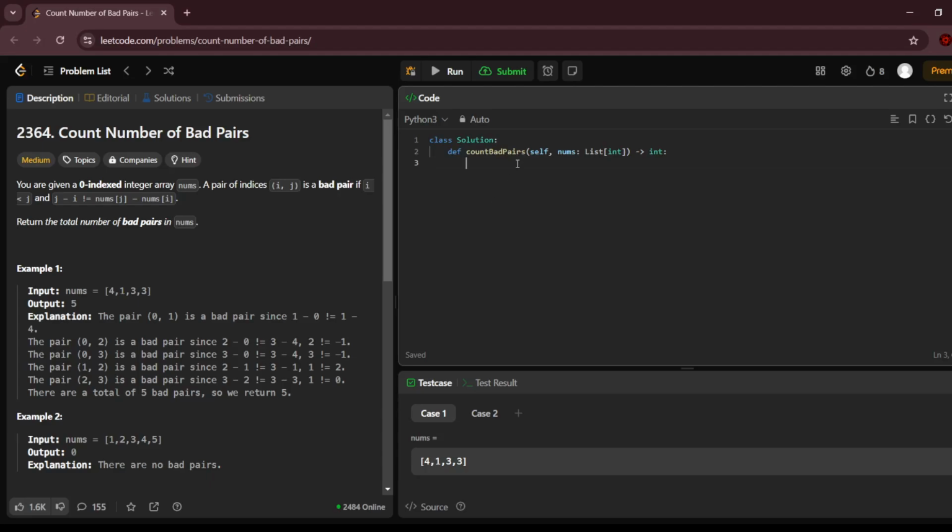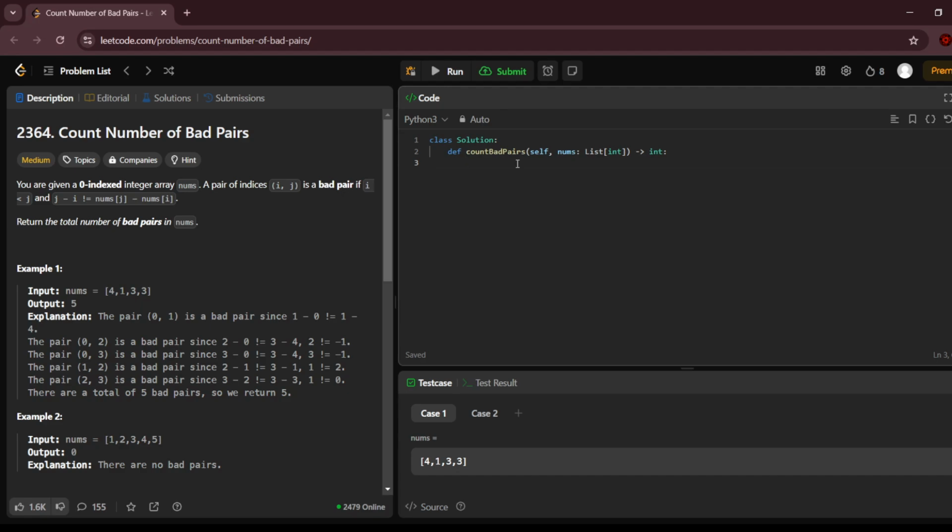Today we are solving the problem 2364, count number of paired pairs. You're given a zero indexed array nums. A pair of indices i, j is a paired pair if j is greater than i and j minus i is not equal to nums of j minus nums of i. And we have to return the total number of paired pairs in nums.